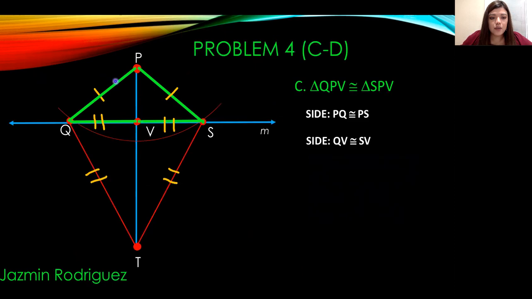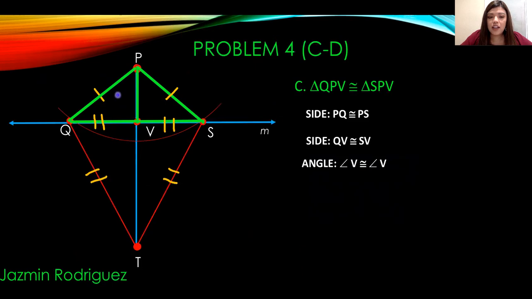And then right here, we can show we have a side, angle, side. Right here, side, angle, side. And that's how we know that triangle QPV and triangle SPV are congruent.